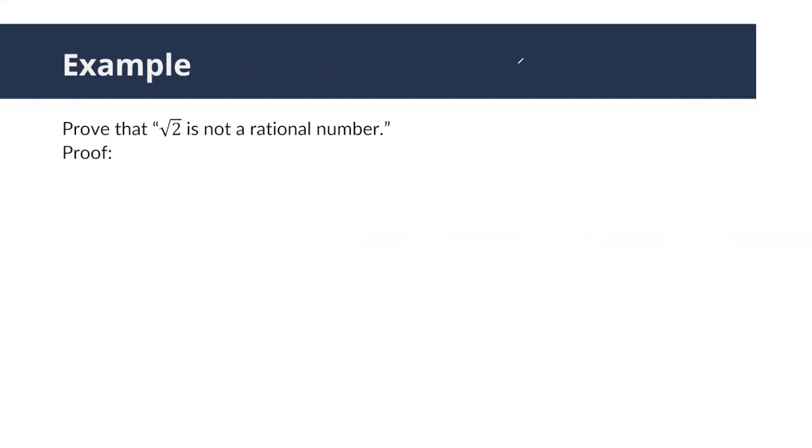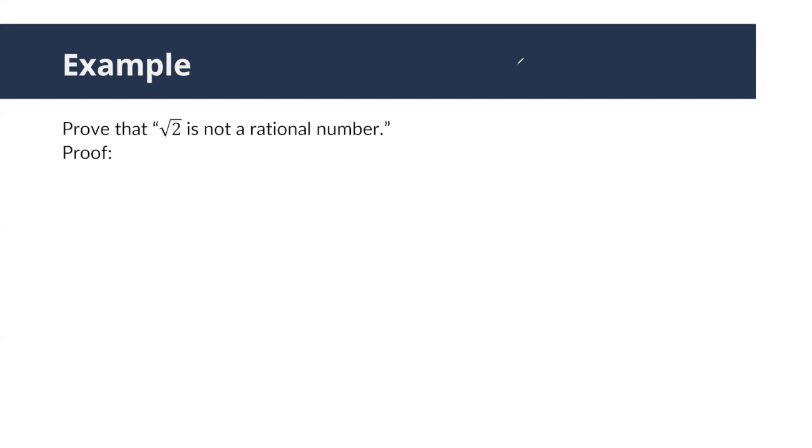Let's see one example. We want to prove that the square root of 2 is not a rational number, or in other words, is irrational. From the previous example for proof by contraposition, we know that if you know a number is irrational, we don't know how to represent it. Okay, so now we are going to use proof by contradiction.